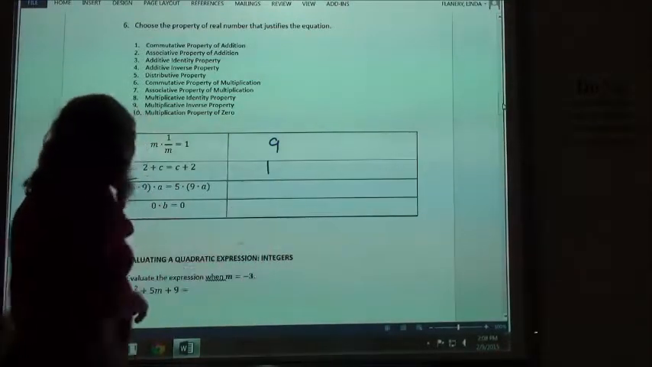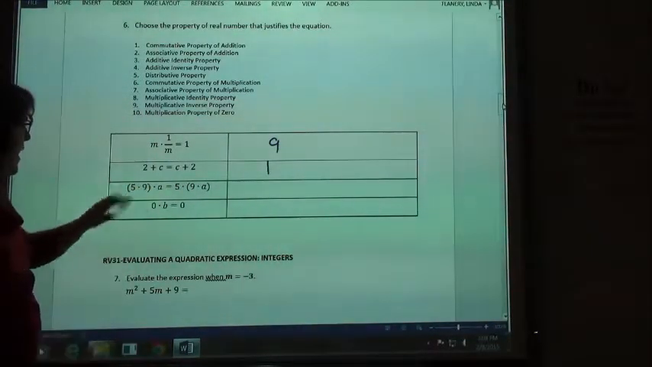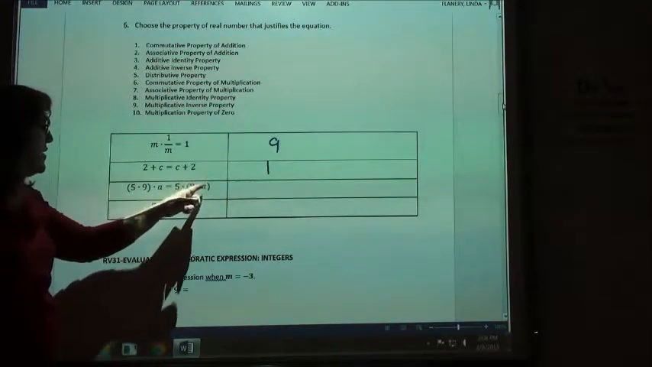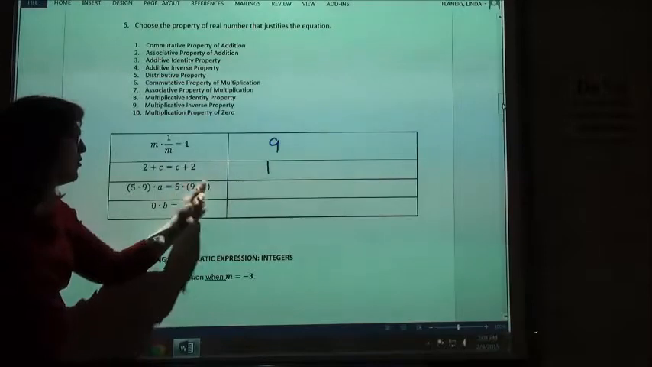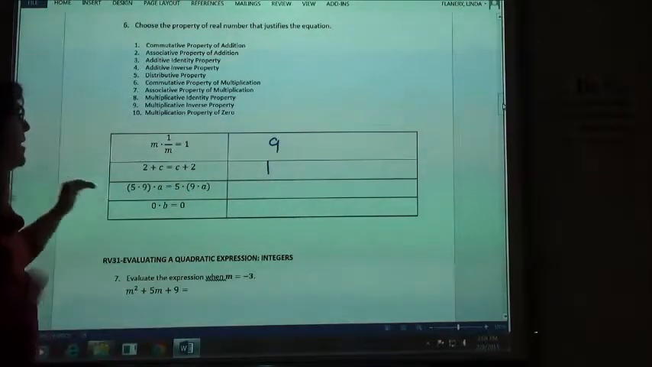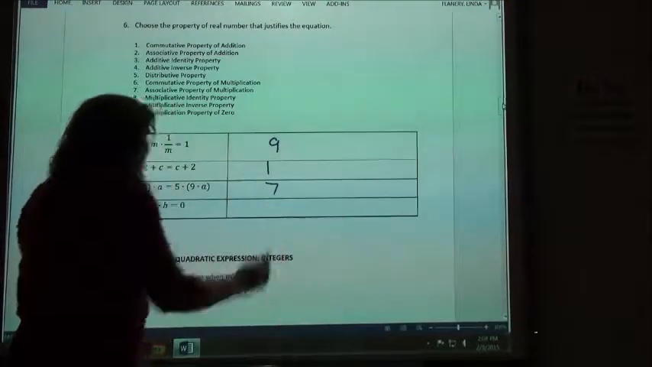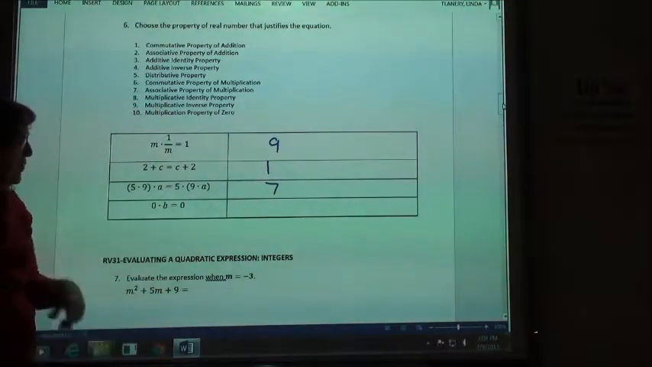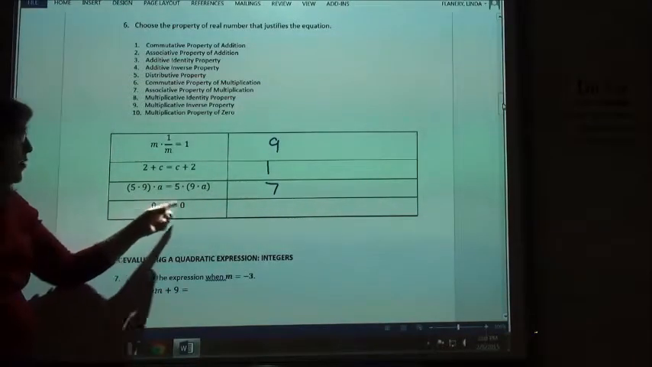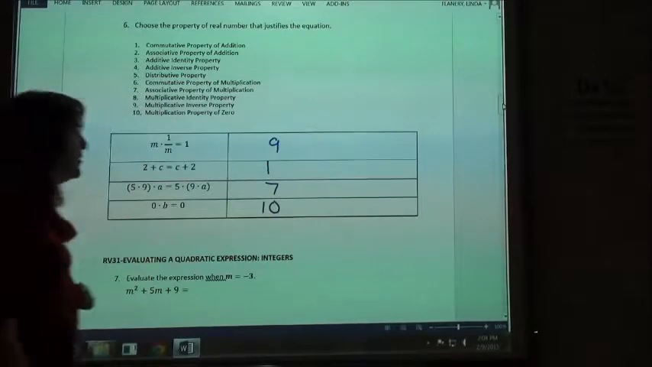So number 1. The next one, 5 times 9 times a, 5 times 9 times a. Here my parentheses are around the first 2, here they're around the last 2. That's my associative property of multiplication, so number 7. And the last one, 0 times b equals 0. Anything times 0 equals 0 is my multiplicative property of 0, so number 10.